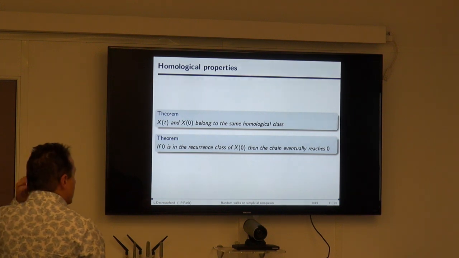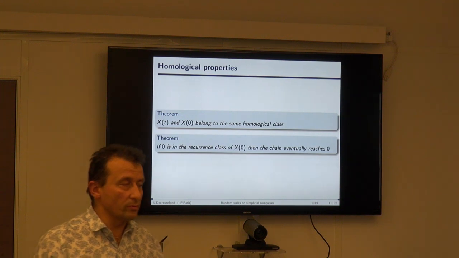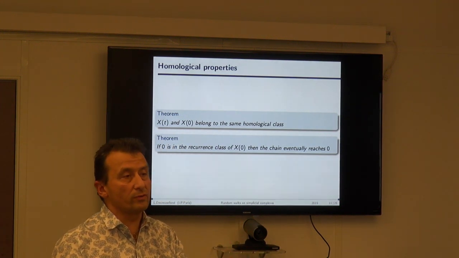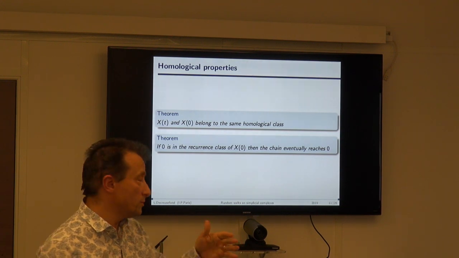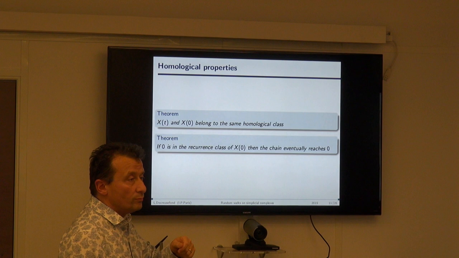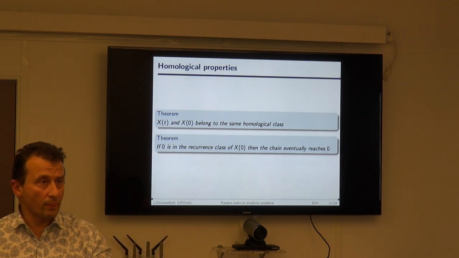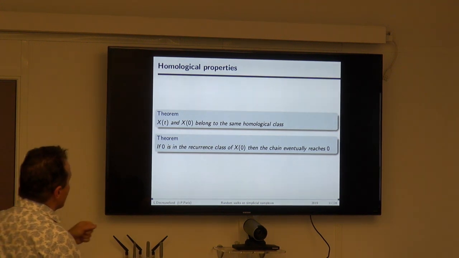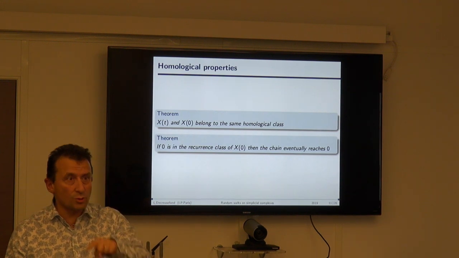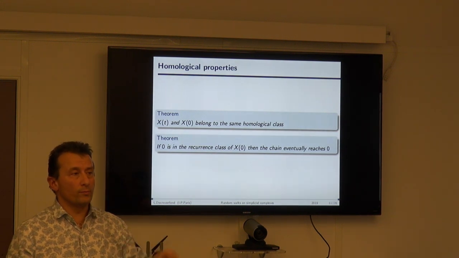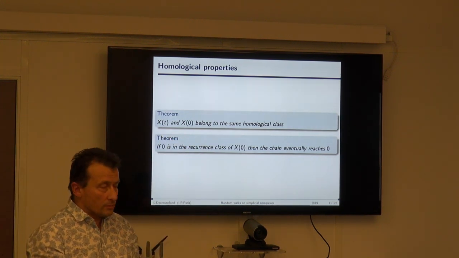So what do you get? Since you had only boundaries of triangles, and in H1 the boundary of triangles is 0, because in H1 you divide by the image of delta 2. So if you have a boundary of a triangle, you are in the image of delta 2. So that means that X_t and X_0 belong to the same homological class. So if your initial path is around a hole, all your path will be around the hole. So you don't change anything.